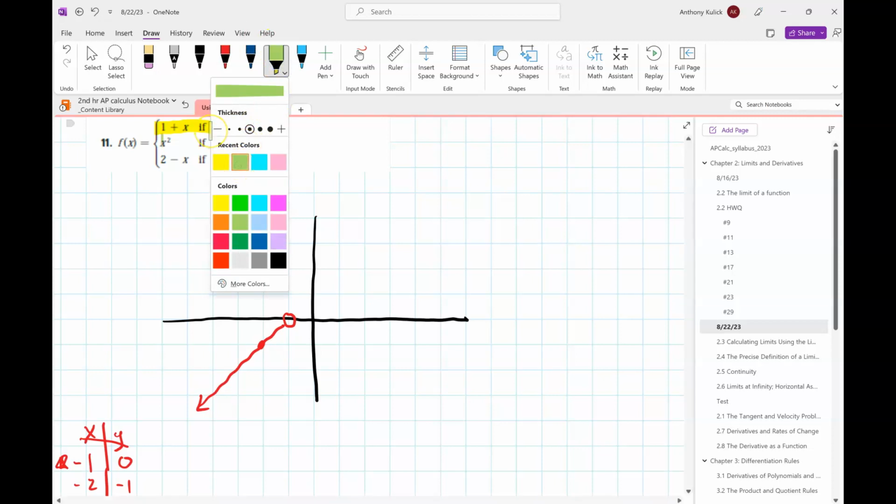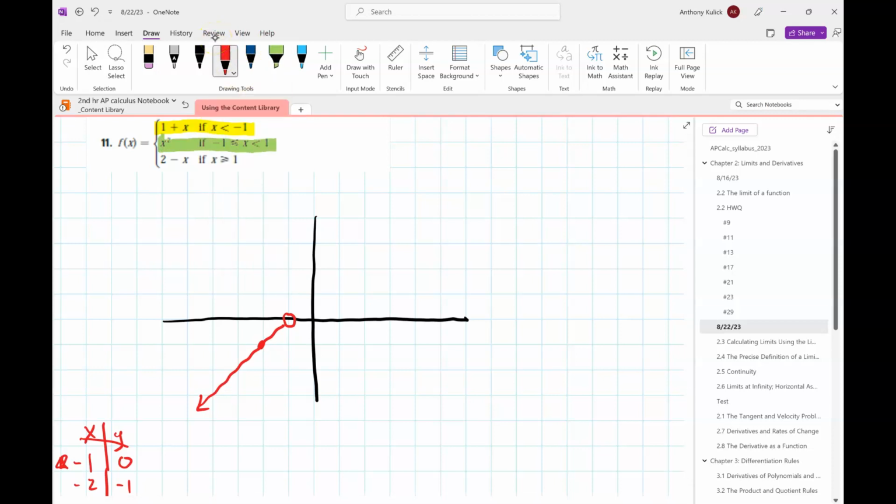Okay. Then I'll look at the next piece. What type of function is this?